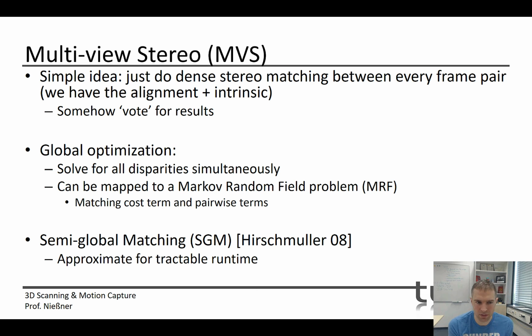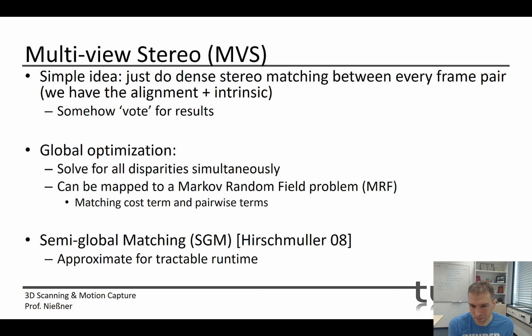There's a lot of papers that use Markov random fields in this area. So they have kind of a matching cost term and pairwise term. And then they're trying to globally propagate these cost function updates. Semi-global matching is also a very popular method that is being used often. It basically makes it tractable.